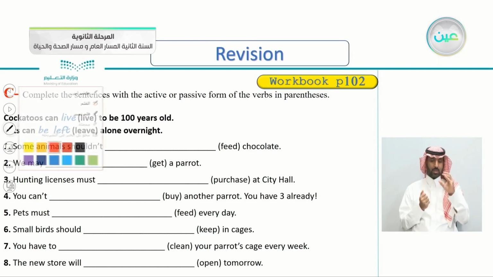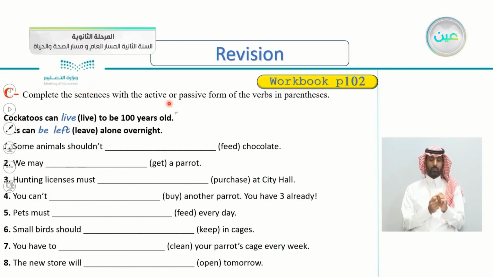Complete the sentences with the active or passive form of the verbs in the parentheses. You can see the first one is already done. Cactus can live. Here the verb is live, to be 100 years old. Be left. The verb is leave. Be left alone overnight. So I think now you know what to do in this exercise. Either it's active, live, or passive here, be left.